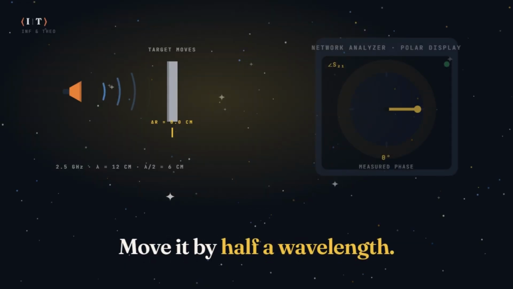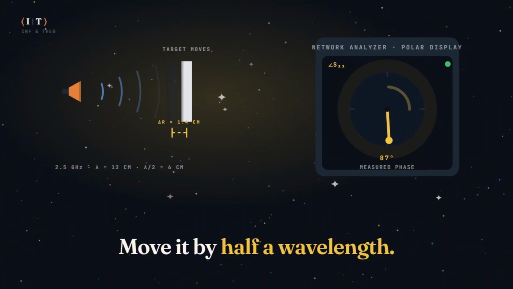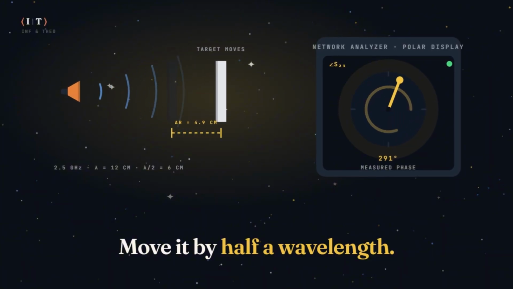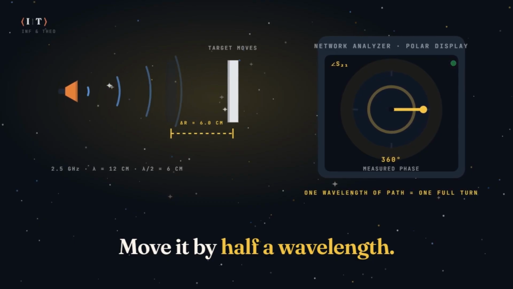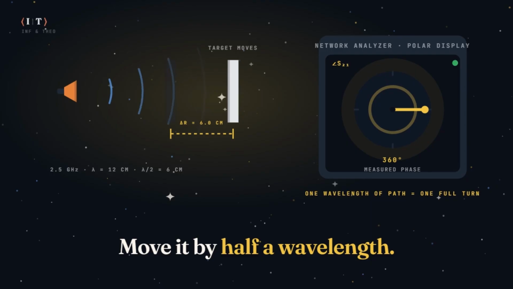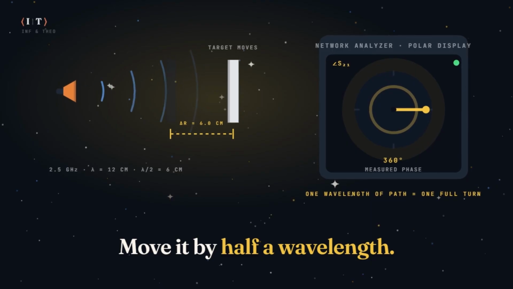Set the source to 2.5 gigahertz. That is a 12 centimeter wavelength. Now slide the plate 6 centimeters back and watch the polar display. The phasor sweeps one whole circle. 6 centimeters of motion, 360 degrees of phase.